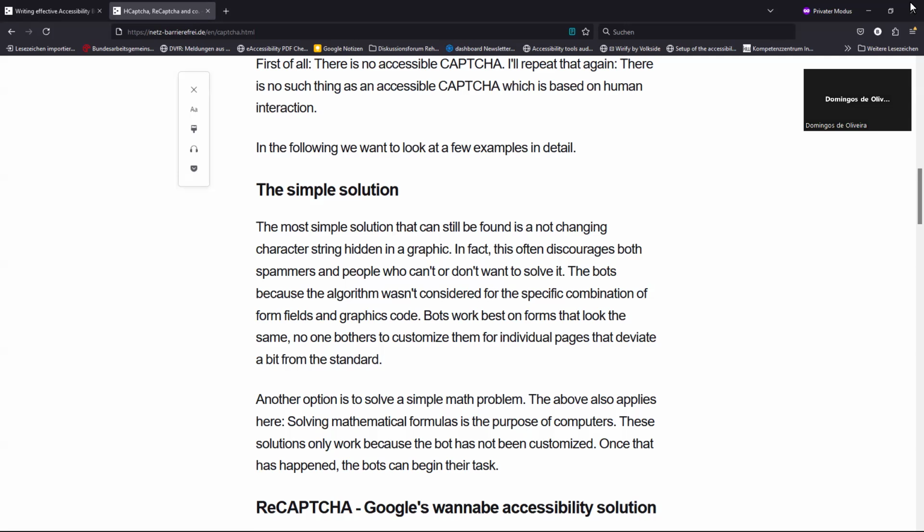In reCAPTCHA, you also have an audio alternative in most cases, but the audio alternatives can also be difficult because they are not always clear to hear, and it's sometimes difficult to understand, and it can make it difficult for people who are hard of hearing and hard of seeing to solve the riddles.